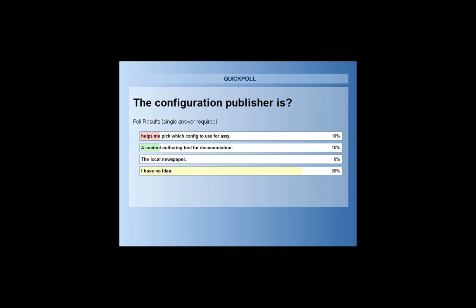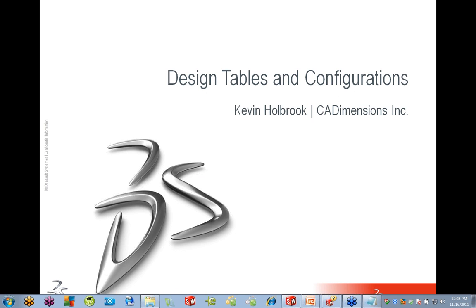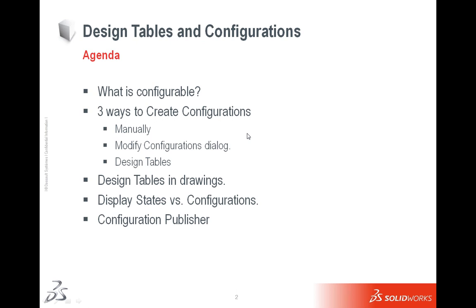Okay, so let's go off to my PowerPoint. And here's our agenda for today. The conversation today is really starting out in general. Design tables and configurations go hand in hand. We create configurations for several different things. First of all, on the part side of things, we do it for families of parts where we can vary dimensions, features, and properties. On the assembly side, we can create assembly families, simplified versions of assemblies as well. When it comes to drawings, we're really just displaying which configurations of the part or assembly we have.